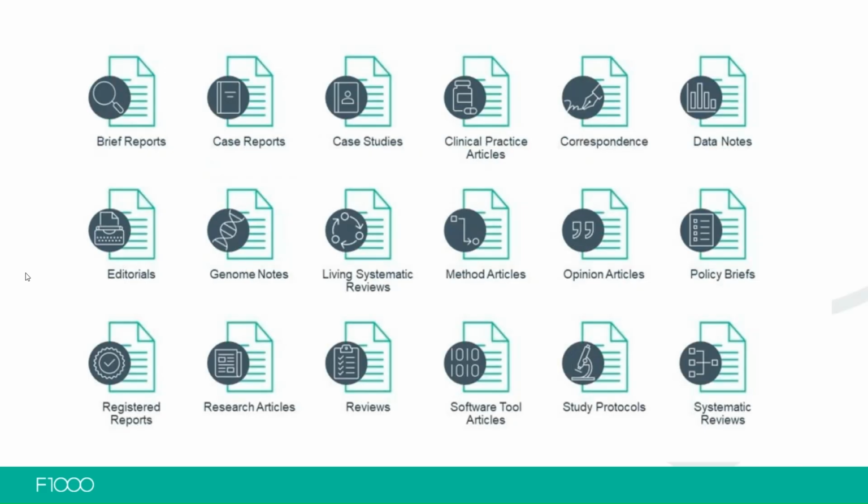F1000 supports a wide variety of article types across our platforms, allowing researchers to share outputs from across the research project lifecycle. As a reviewer, it's worth noting the kind of article that you're being asked to peer review, as it may not be a standard research article, so you may need to adjust the kinds of comments that you're making to reflect the article type that is under review.